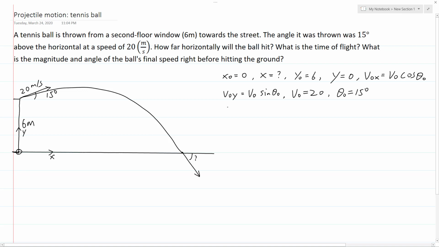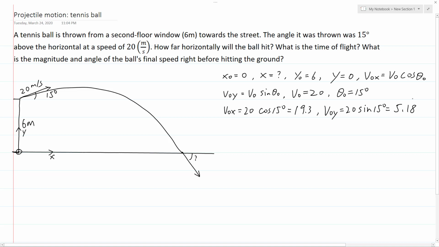So we can calculate v initial x, which is 20 cosine 15 degrees, right? And this value is 19.3. And v initial y is 20 times sine 15 degrees. And this value is 5.18, keeping 3 digits. Okay, so now we have all these.